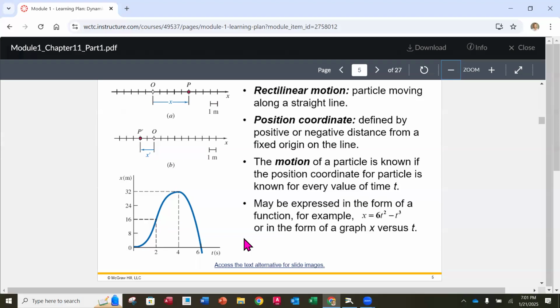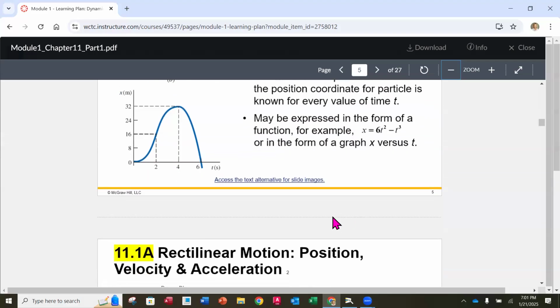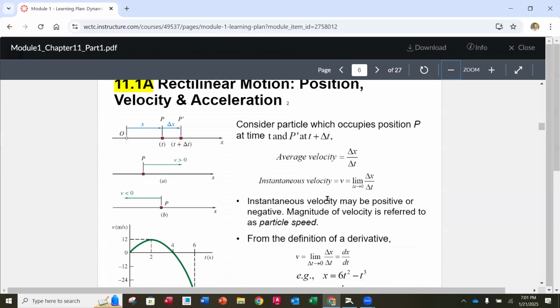How many have seen things like this before? Math, physics, science, right? Yeah, actually. So again, this should be review.